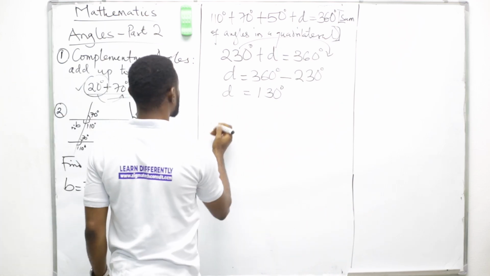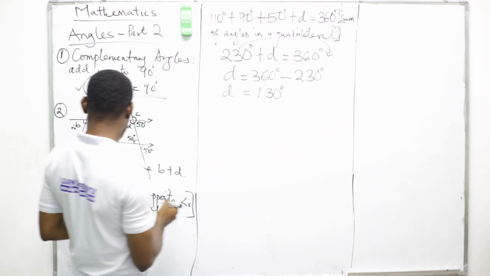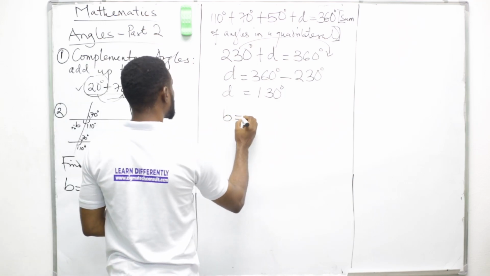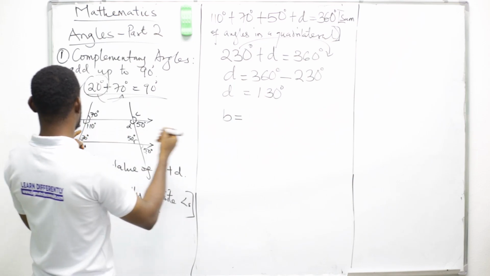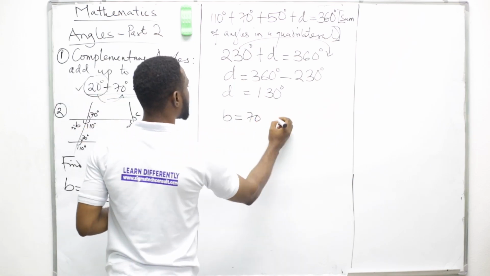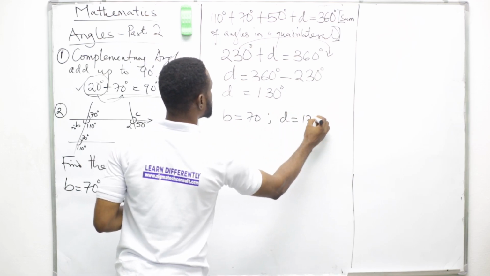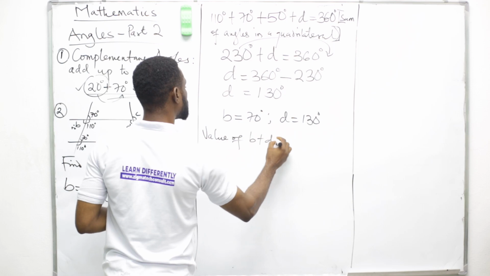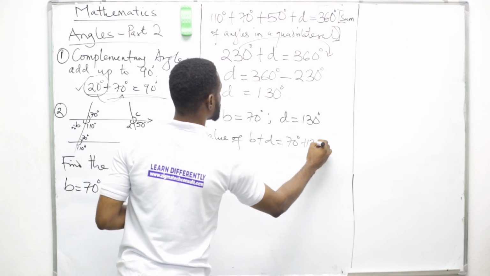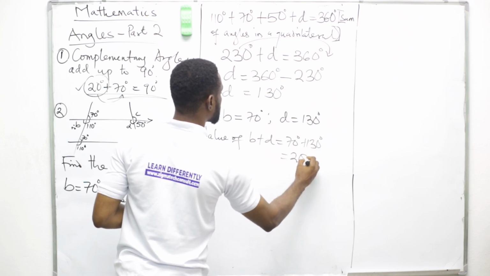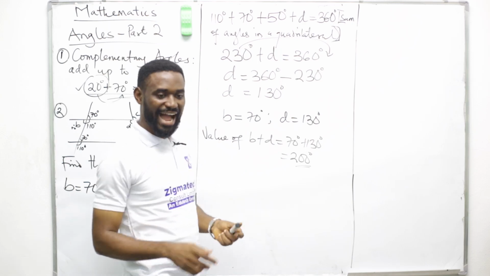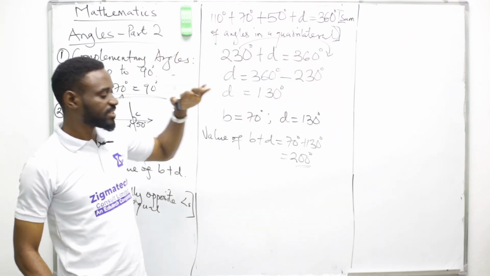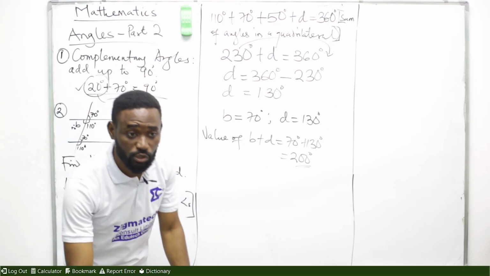So the question says, find the value of B plus D. So B is equal to, what did we get as B? 70 degrees. While D is equal to 130 degrees. So the value of B plus D is equal to 70 degrees plus 130 degrees. So that gives us 200 degrees as the value when we add the value of B, which is 70 degrees, and the value of D, which is 130 degrees. And our correct option there is option A.